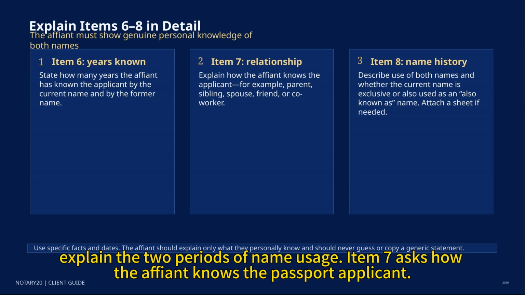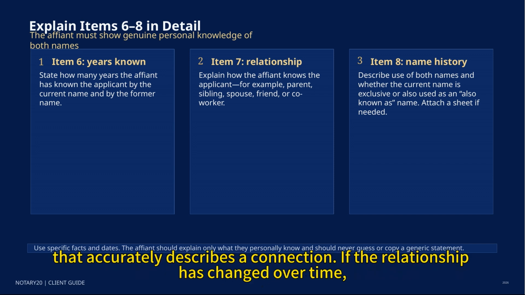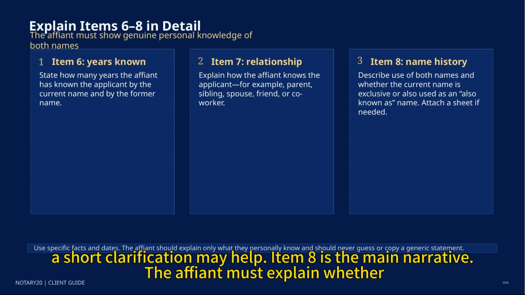Item 7 asks how the affiant knows the passport applicant. Examples on the form include parent, sibling, spouse, friend, and coworker. Use a relationship that accurately describes the connection. If the relationship has changed over time, a short clarification may help.